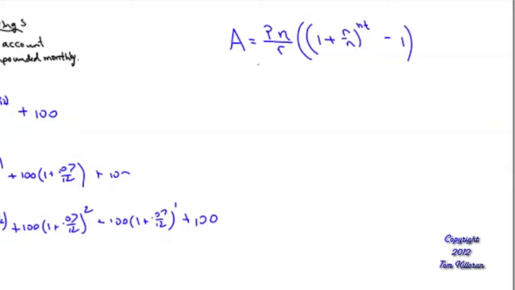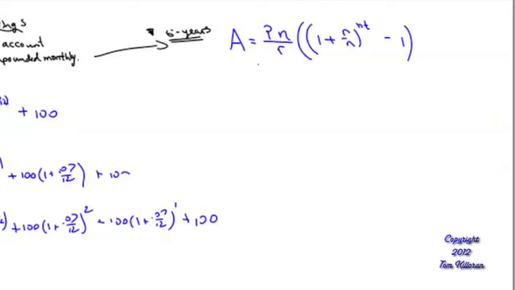So here's the thing. If I keep putting $100 away into a bank account at 7% interest compounded monthly, how much will I have in 5 years? Just 5 years. So same thing, 5 years.